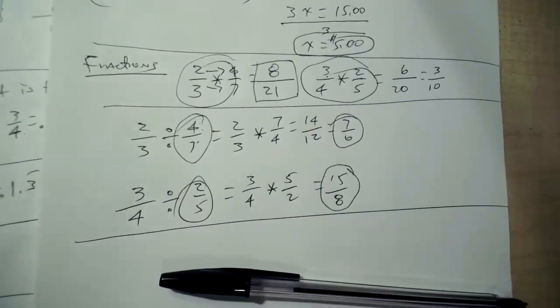Now, adding and subtracting fractions, this is a little more difficult because you have to have a common denominator. Take a drink of your Diet Coke.